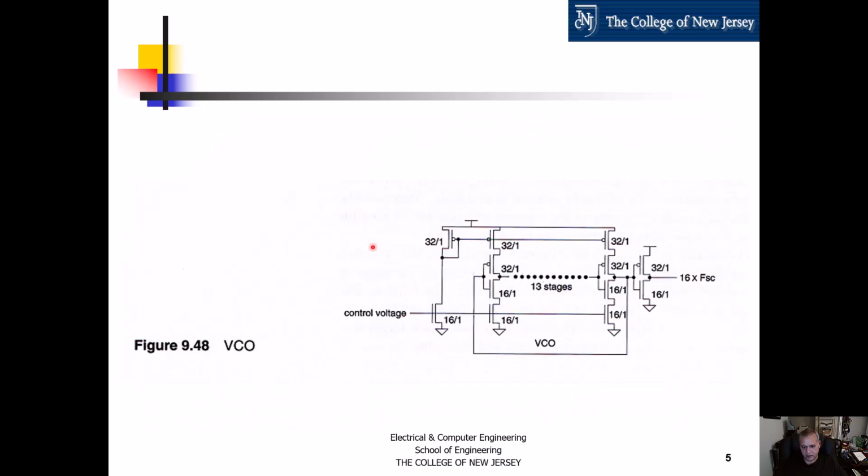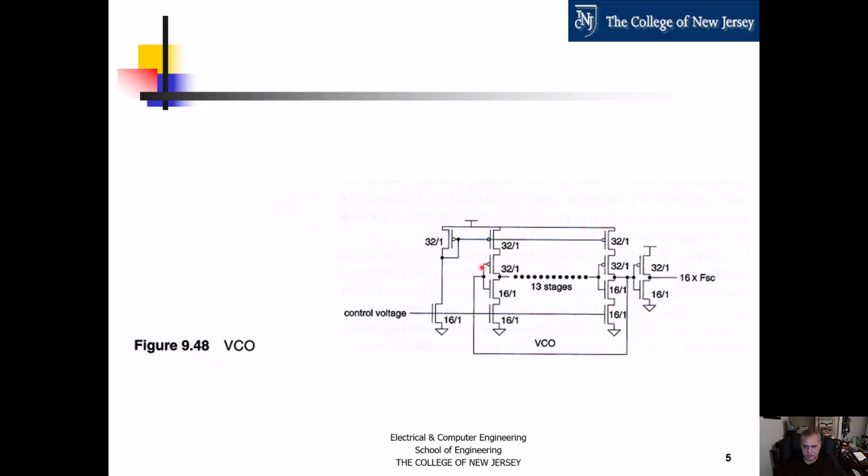So here's the voltage controlled oscillator. It is a number of current-starved inverters. So 13 of them, 13 stages with this feedback. So that makes up an oscillator. Remember, you have to have an odd number of inverter stages to have oscillation. And then you just have this buffer here.